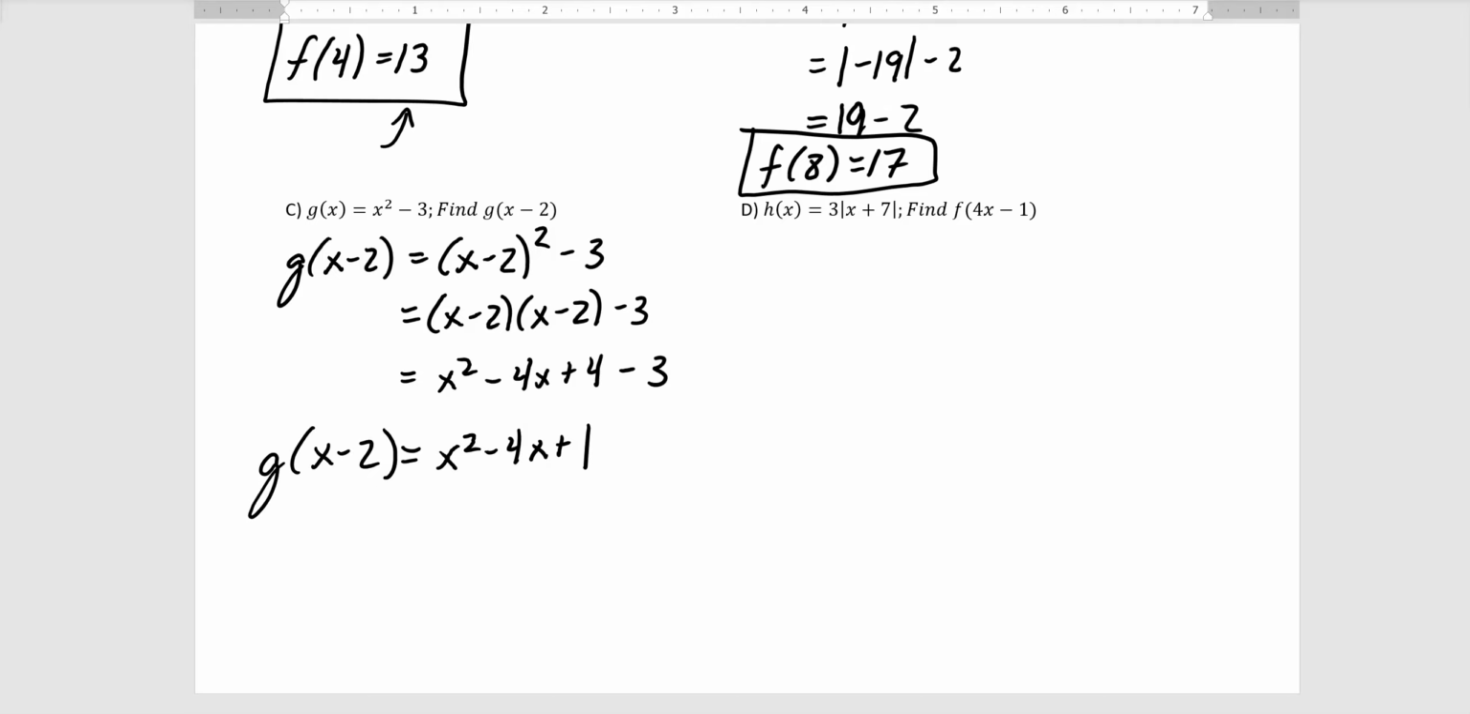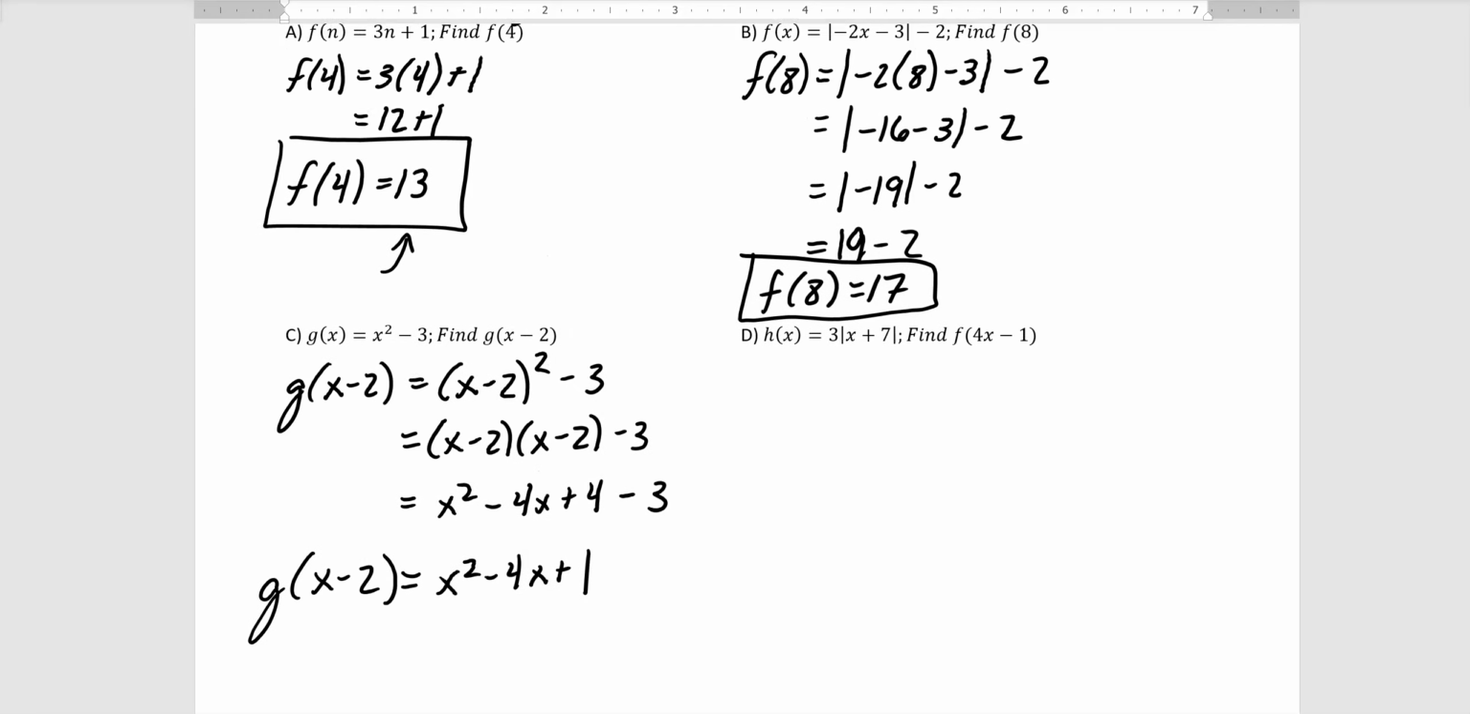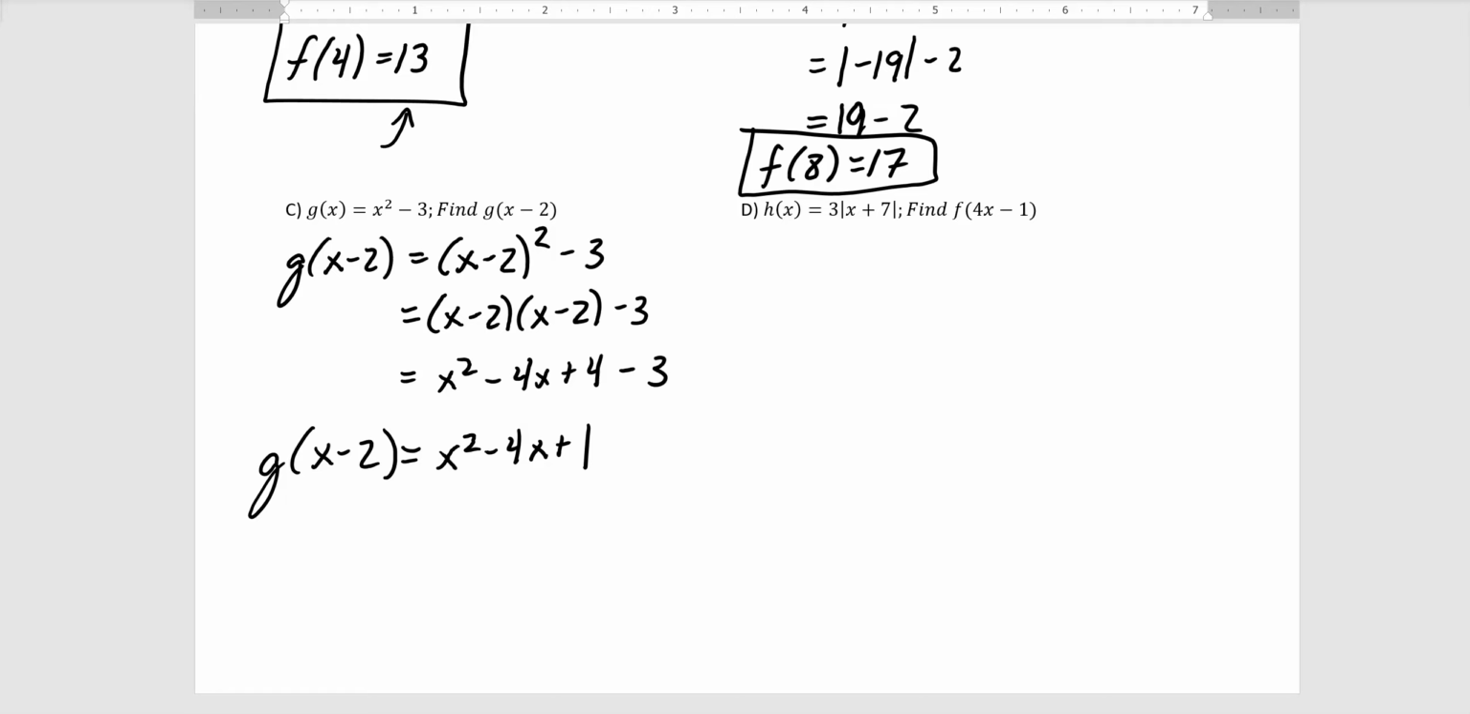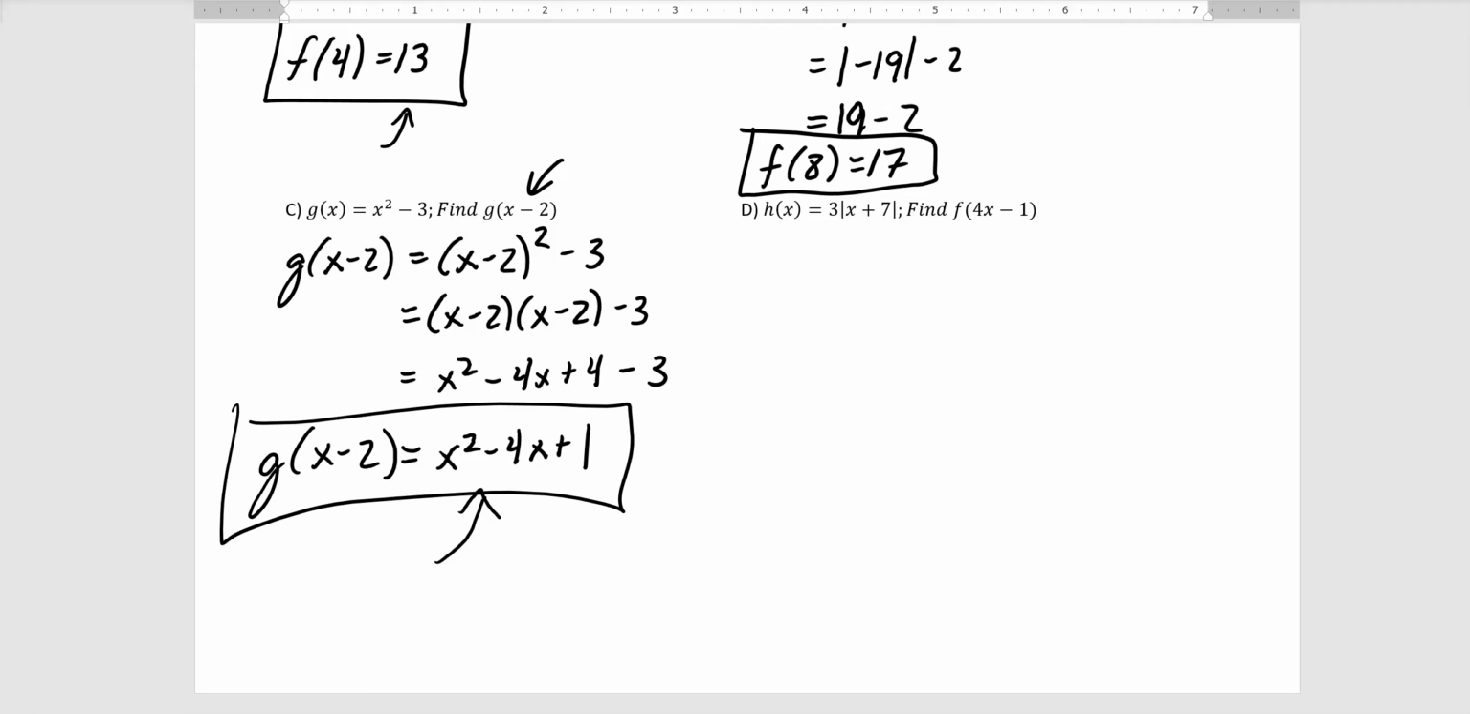Notice, whereas with A and B we inputted numbers and we got out a number, for C we input an expression and our answer is also an expression. That's an easy way to check to make sure we're doing things right. So g of x minus 2 equals x squared minus 4x plus 1. Let's try one more together. h of x equals 3 times the absolute value of x plus 7. Find f of 4x minus 1. I think this is supposed to say h of 4x minus 1.